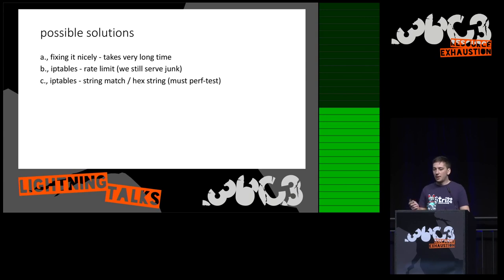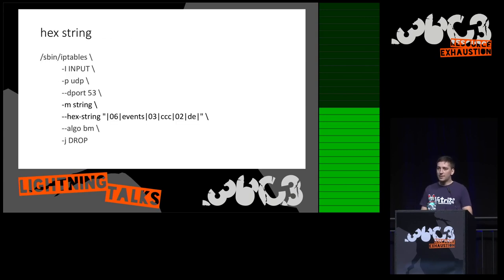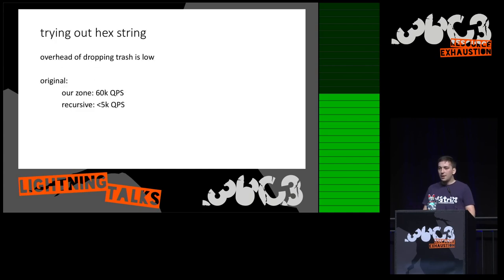But this sounds very, very expensive in the kernel space, so we must perf test it. We did hex string filtering like this: if you want to filter events.ccc.de on UDP port 53, then you can do it like this, and this blocks it, or on TCP almost the same. But this is block listing, not whitelisting. We tried out hexstring, and the overhead is very low.